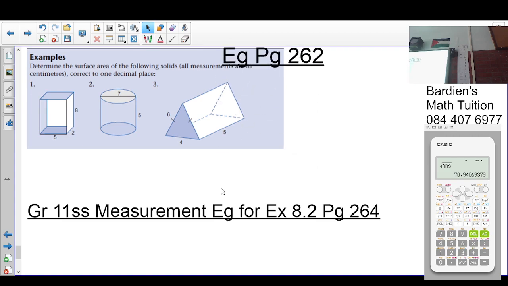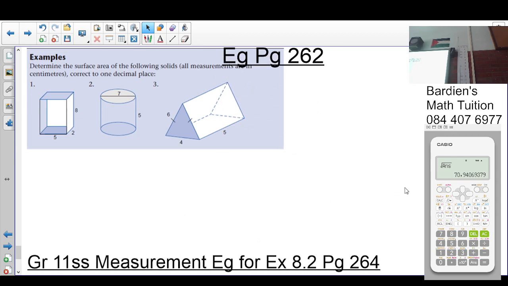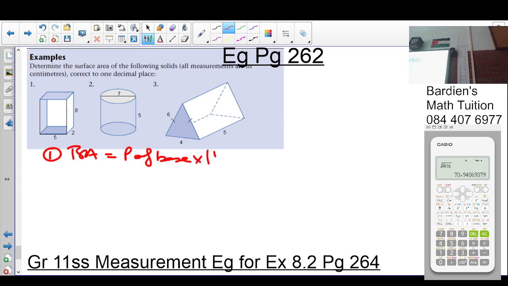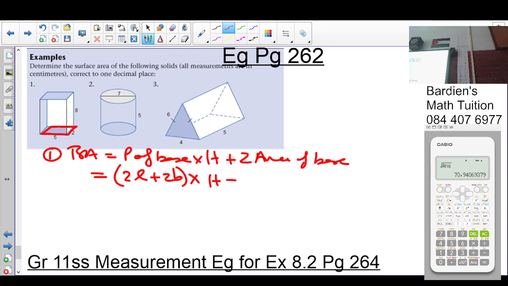So let's look at shape one. What type of shape is this? Rectangular prism, no? Right, how do you calculate the total surface area of a rectangular prism? The total surface area is going to be perimeter of base times height plus twice area of base. So how do you calculate the perimeter of a rectangle? 2 length plus 2 breadth, yes. 2 length plus 2 breadth times the height of this object. In this case, the height is going to be 8, plus the area of the base.